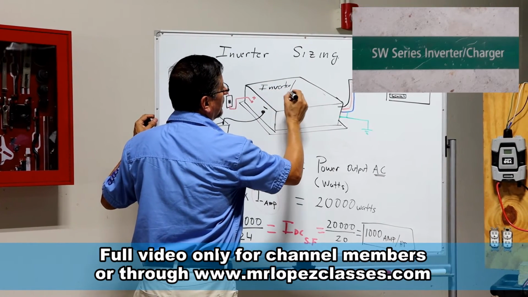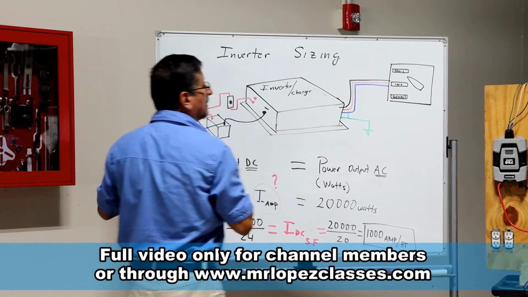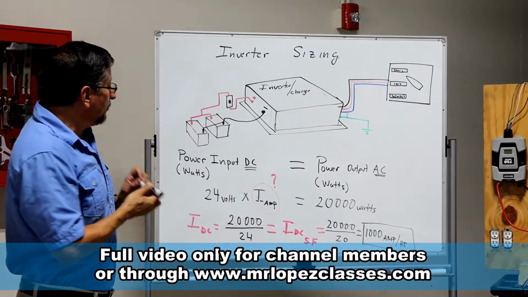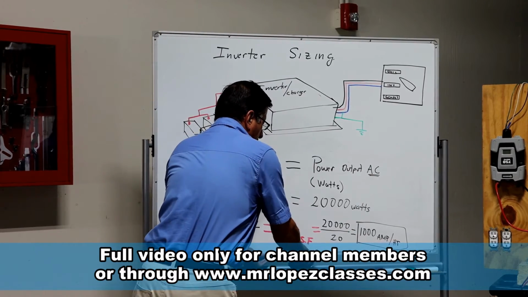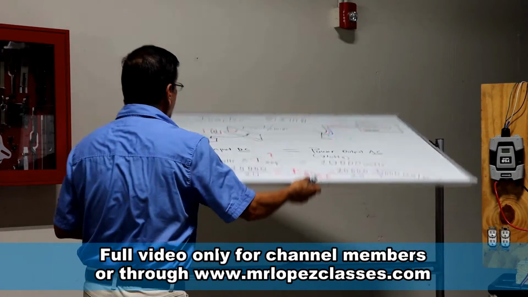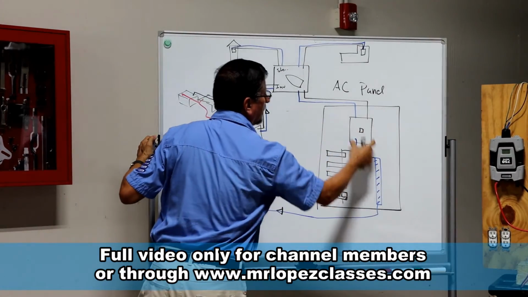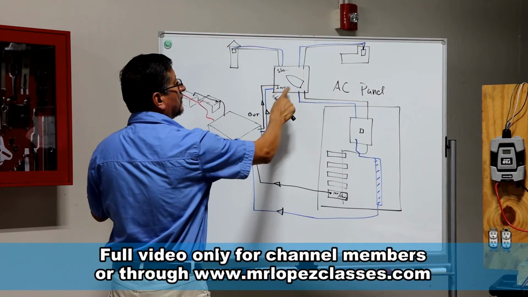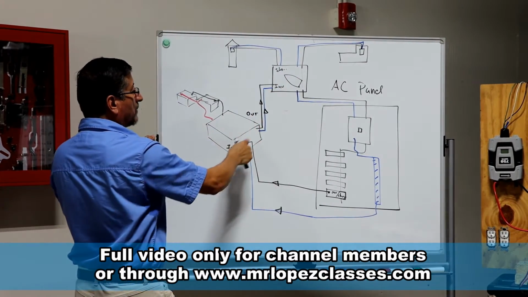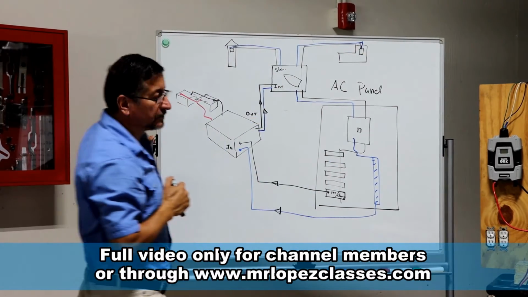Normally the marine inverters have on the label: inverter slash charger. And normally if you check the AC panel of any boat, this is the AC panel. The power from the AC panel is coming from the switch selector. The switch selector receives power from inverter or from shore power or from generator.